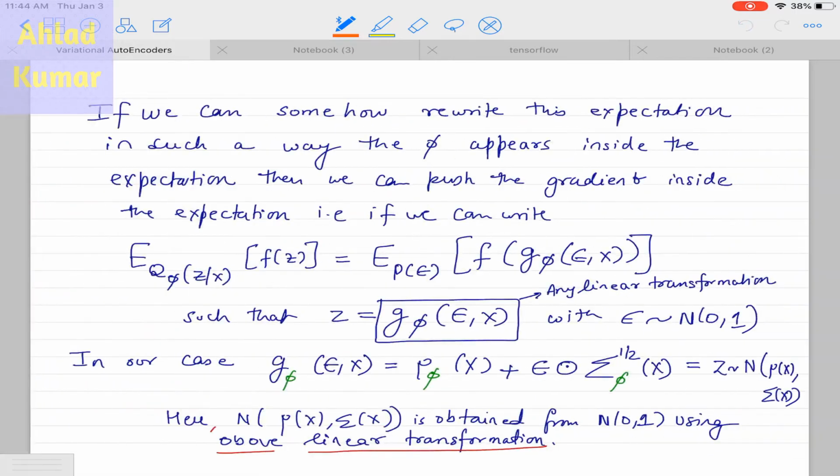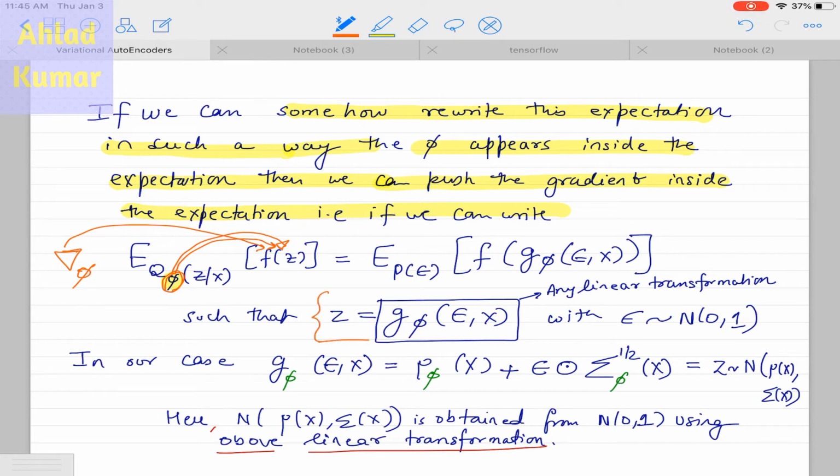So how do we solve this problem? If we can somehow rewrite this expectation in such a way that phi appears inside the expectation, then we can push the gradient inside the expectation. That is, if we can move this phi, which is over here, inside the expectation, inside this box, then we can take the del phi inside this box. So we can move this phi inside this box by using this type of transformation.